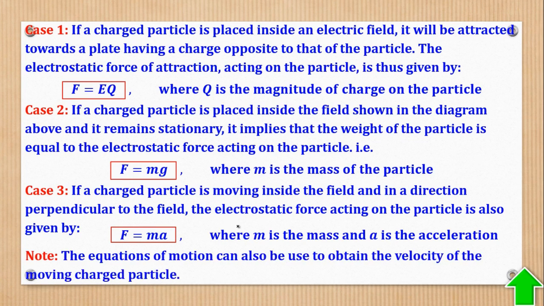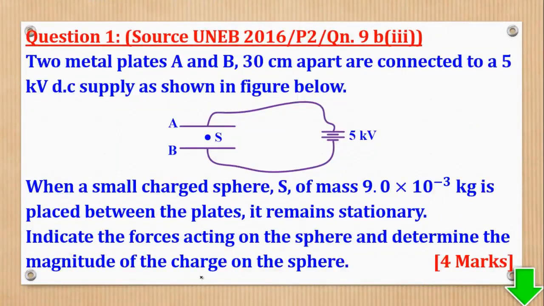So what we should note is that the equations of motion can also be used to obtain the velocity of the moving charged particle. So equations of motion are those ones. The first one is v equal to u plus at. Second one is s equal to ut plus a half at squared. And third is v squared is equal to u squared plus 2as. So with that, we can now start working out the questions.